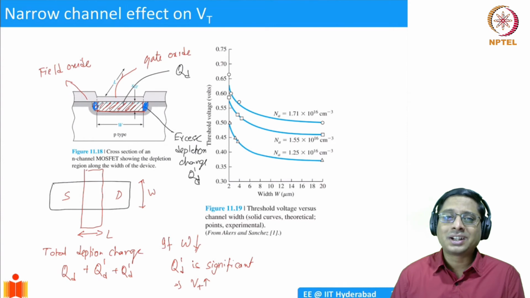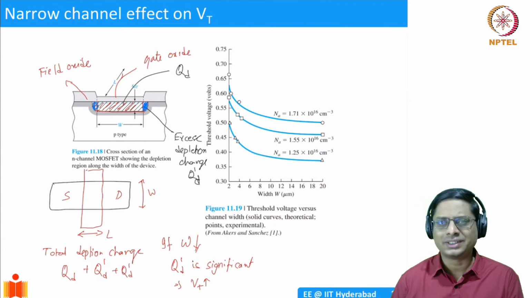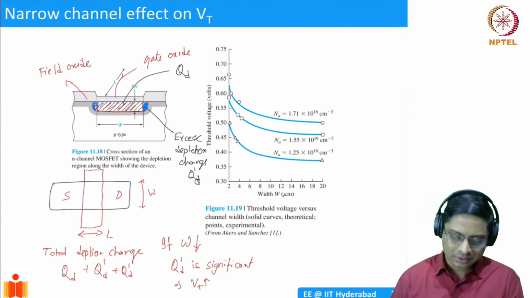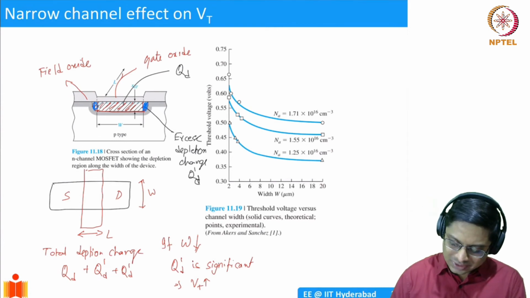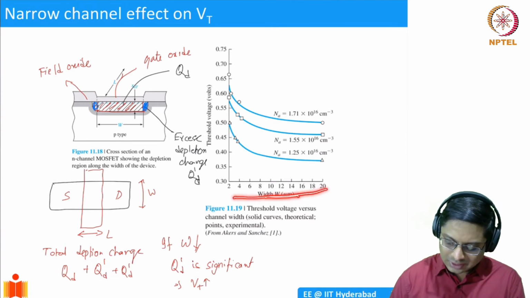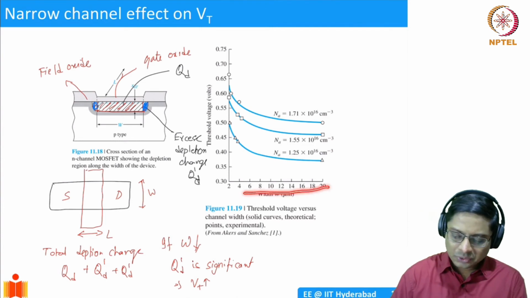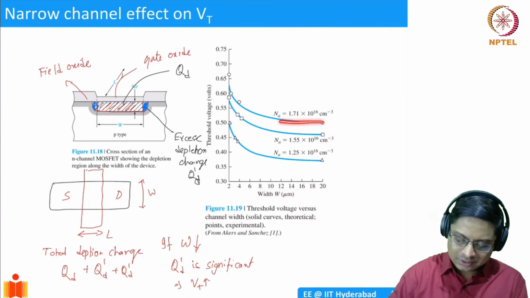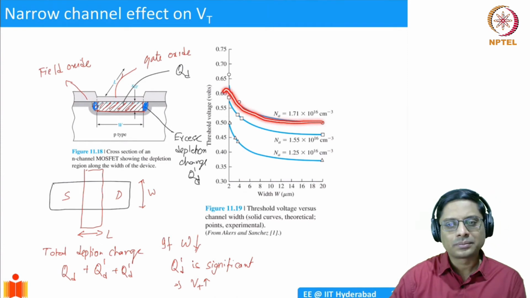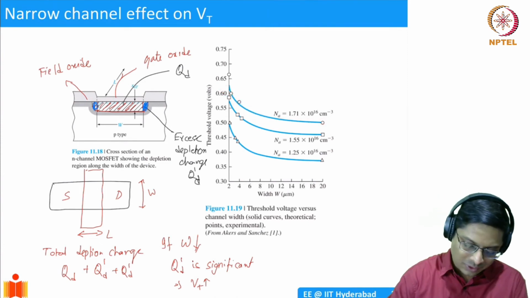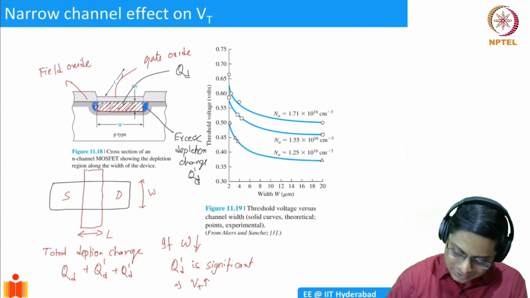But if you look at the textbook, they'll do a lot of derivations and try to convince you. I would suggest you don't need to go into all the derivations here. You just need to understand the physical effects. That's enough for us. So this is channel width, and this is the voltage. As you go to smaller and smaller widths, you see that the threshold voltage is increasing.